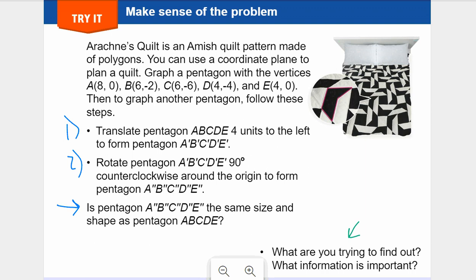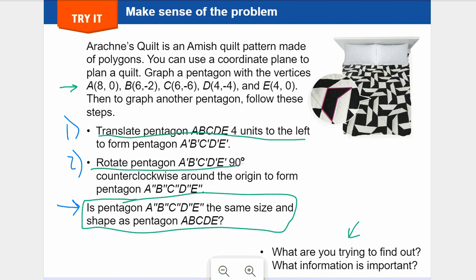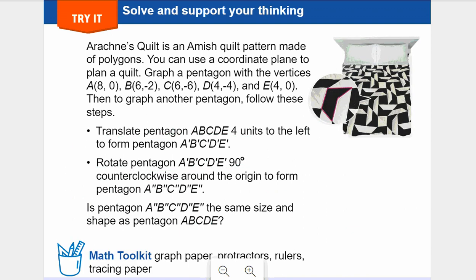So what are we trying to figure out? Well, that's always the last part. Are these pentagons congruent? And what information is important? I would say we need our coordinates. Got to be able to graph our coordinates. We've got to know that we're translating 4 to the left and rotating 90 degrees counterclockwise. And what things do we need to do this? Well, you might want graph paper. Maybe a ruler or something that you can draw straight lines with. And that's really all we're going to use for right now.